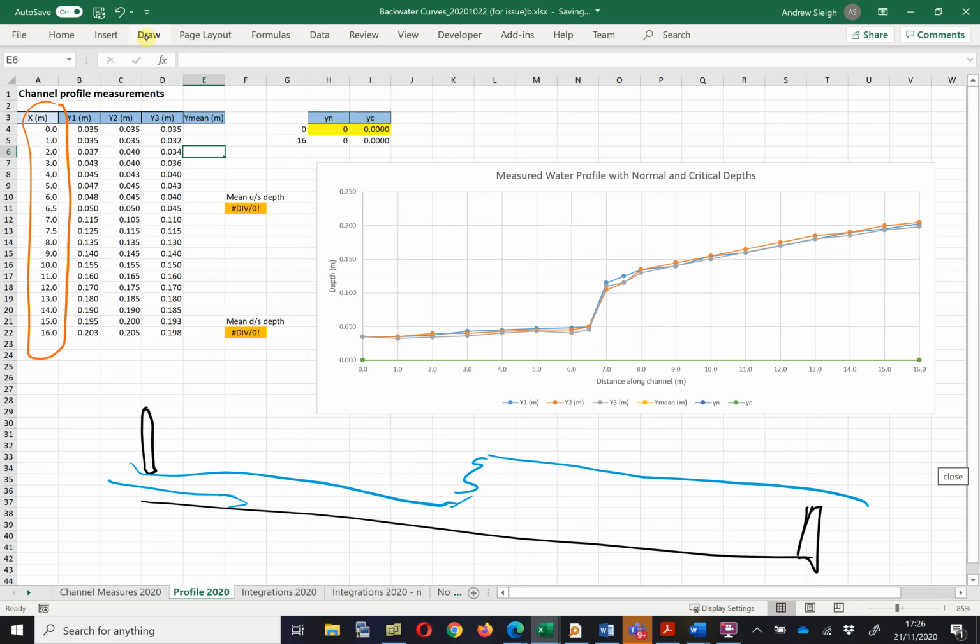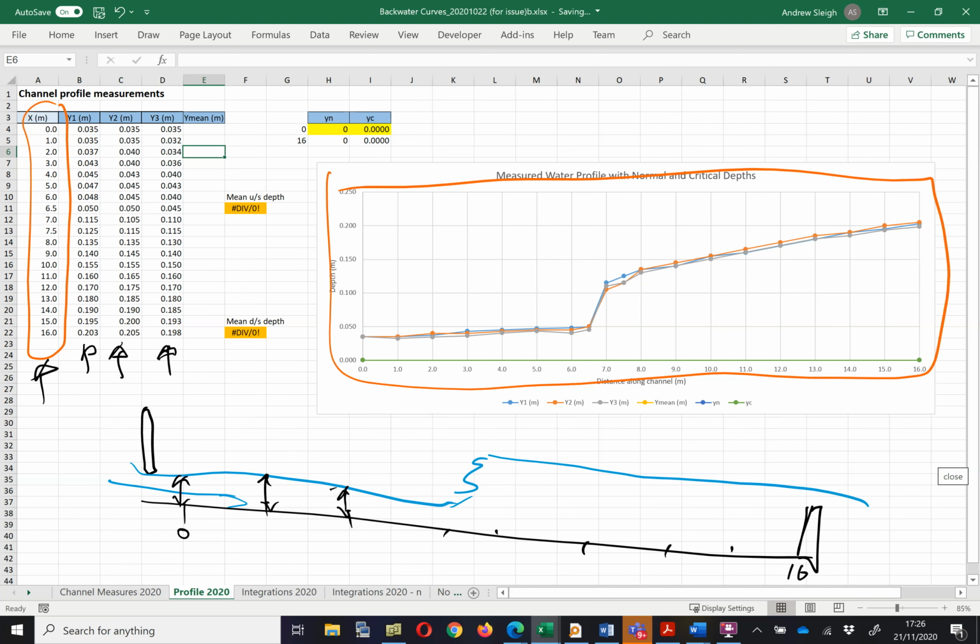Okay, and we measured the data at 17 points along the channel. 0 is just down here, and 16 is the last point. We measured the depth at each point 3 times, and these are data set 1, data set 2, data set 3. You'll see on the plot here that they are in fact quite close, which is very nice to know.